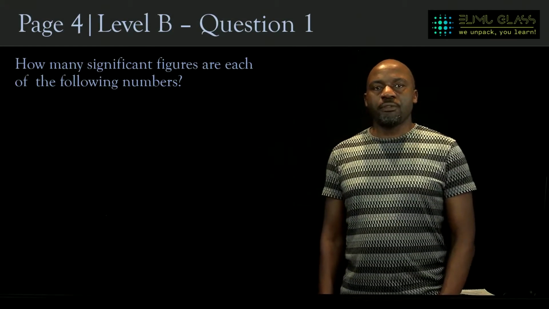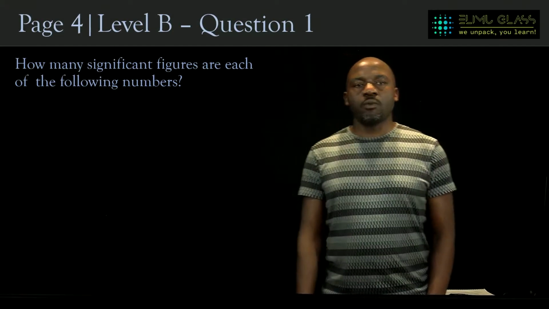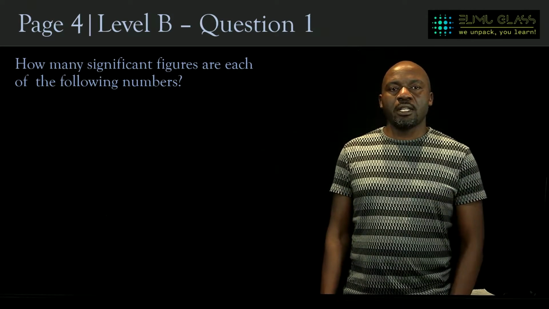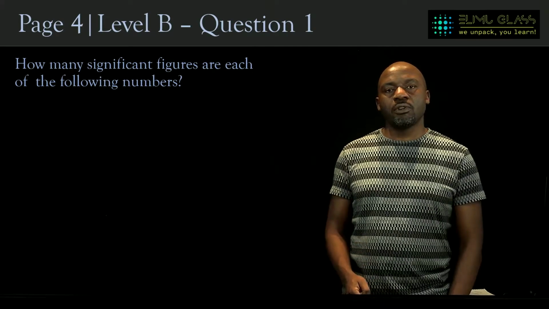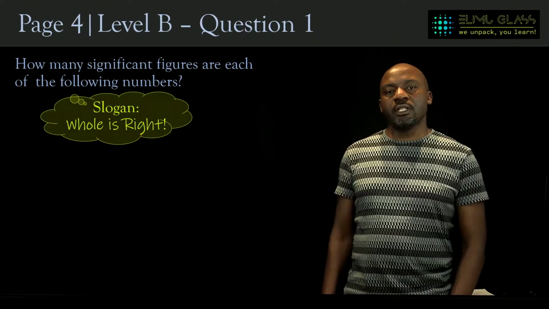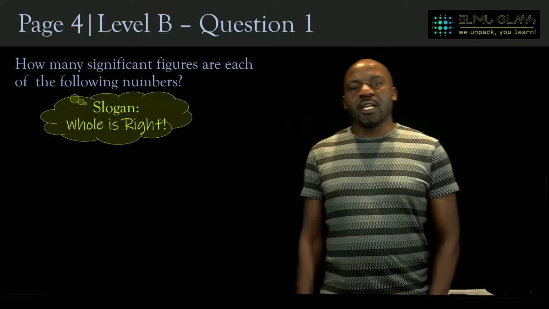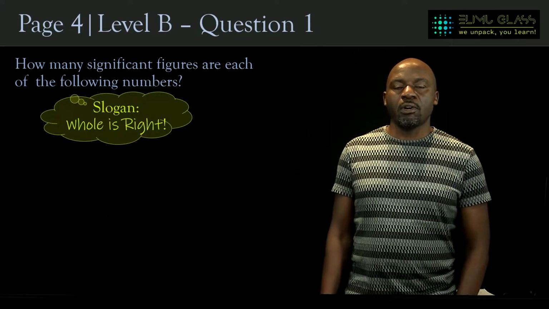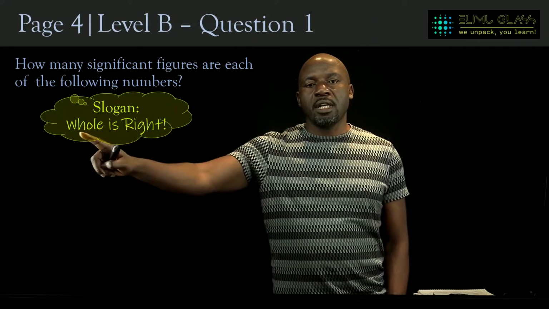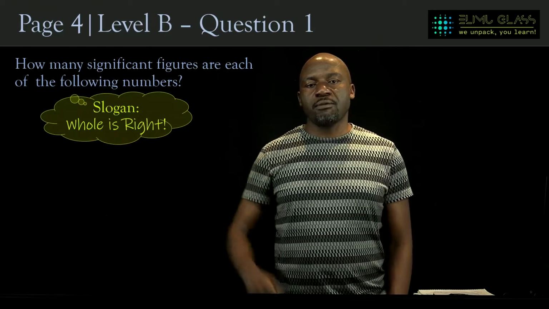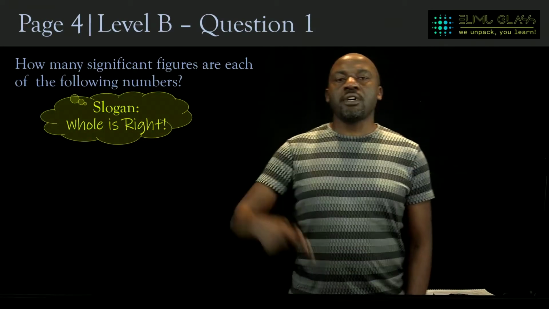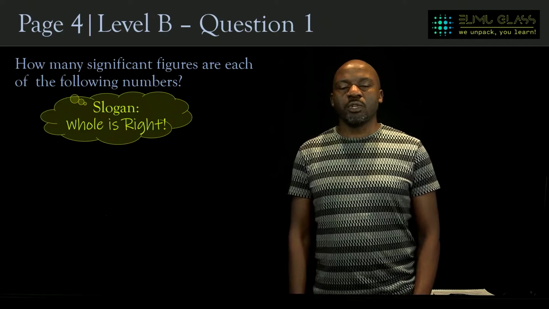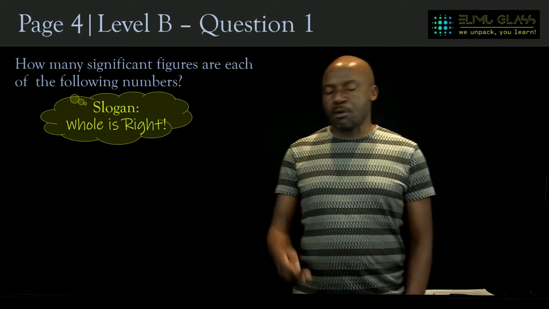The next question is on page 4, level B, tasks, and I have picked question number 1. How many significant figures are each of the following numbers? So we want to know the number of significant figures in these numbers. I want to remind you of the slogan we've been using, and that is: whole is right. If we have a whole number, then we count significant figures starting from the right, and if it is not a whole number, we start from the left. So whole means we start from the right, otherwise we start from the left.